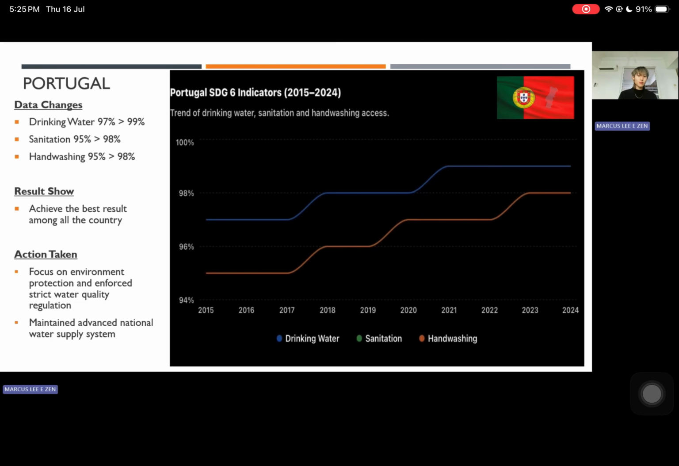Such an improvement comes from their advanced national water supply system, their strong environmental protection efforts, and strict water quality regulation.